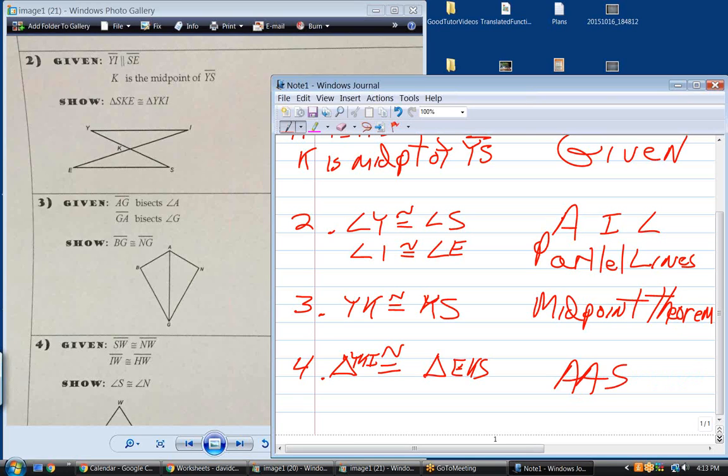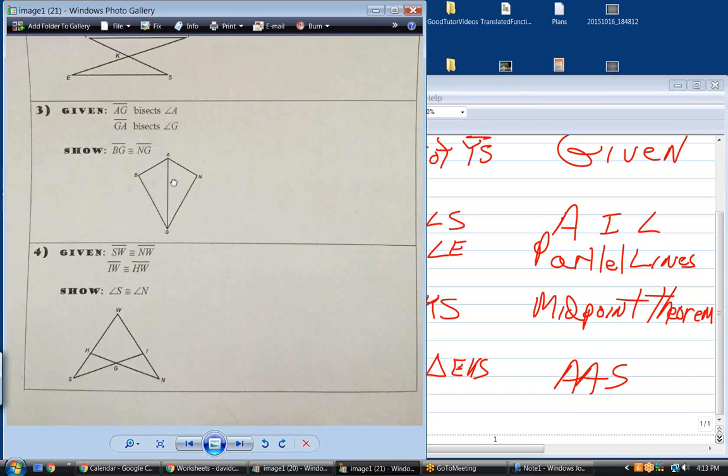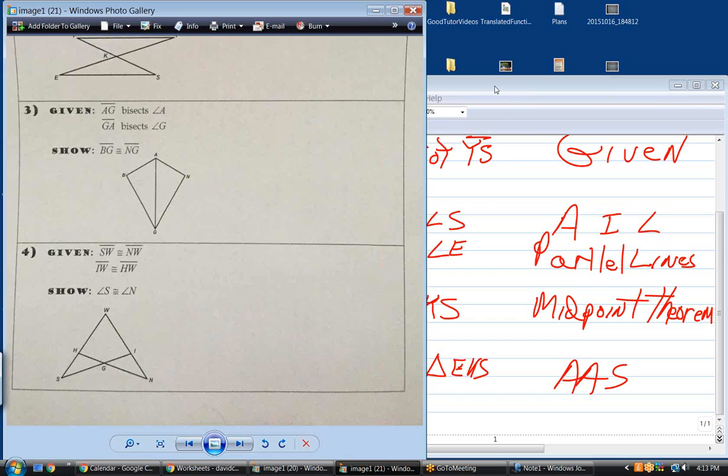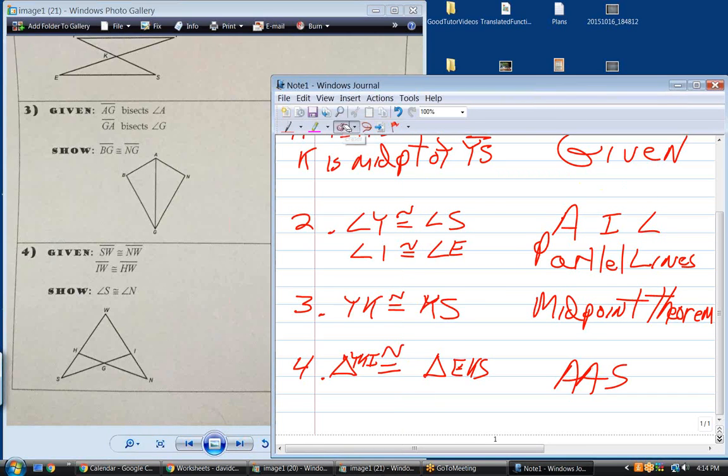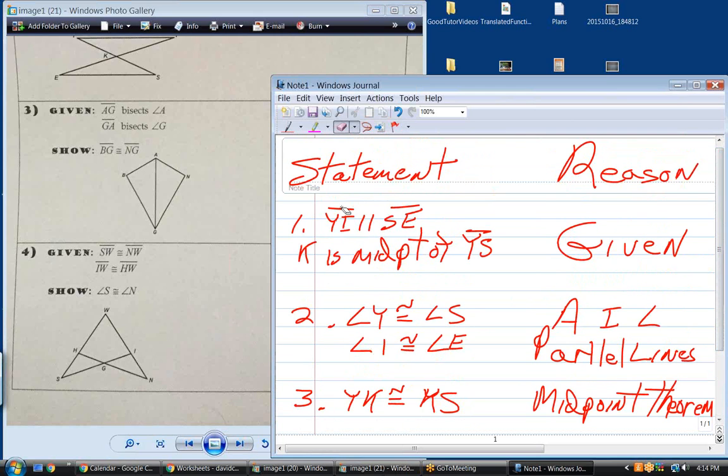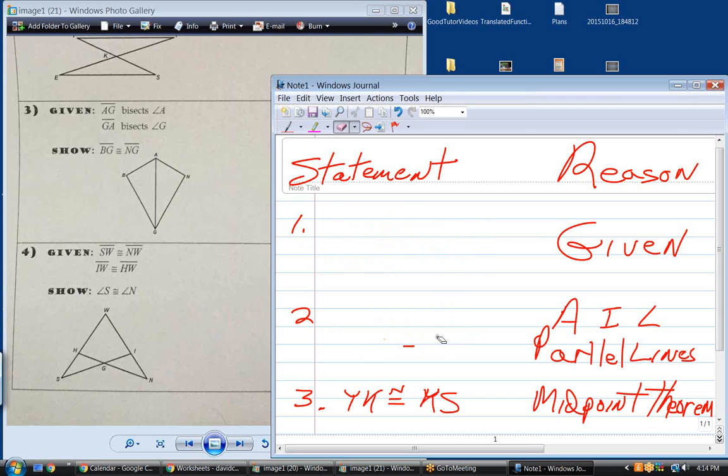Good thing there's not an ASS one, or math teachers would have to be embarrassed all the time, huh? And in fact, there is not. Angle, side, side does not prove congruency. Not only isn't there one, there's a reason why there isn't one. You can actually have angle, side, side and not have congruency.